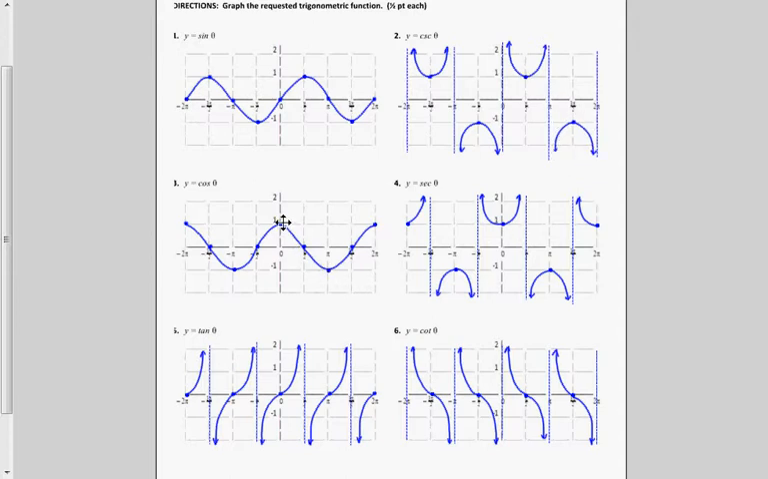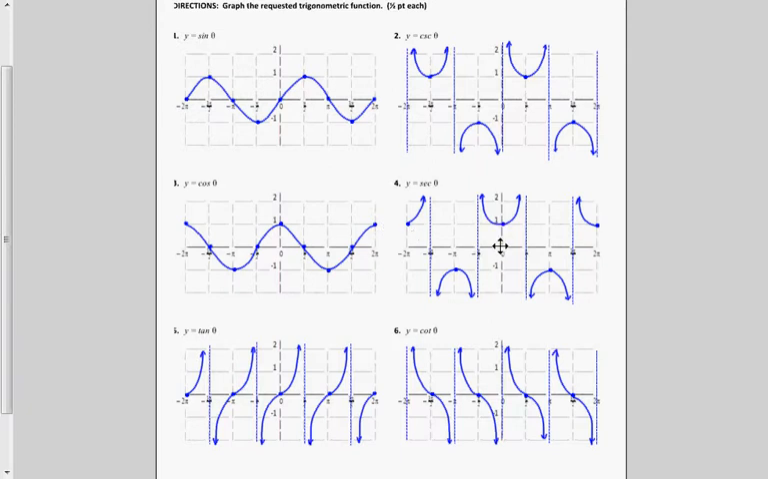When you're graphing the cosine, remember it starts at 1 on the y-axis, and then it goes down, has a minimum at pi, back up, and another maximum at 2 pi. And just sketch it the entire coordinate plane here, from negative 2 pi to 2 pi.